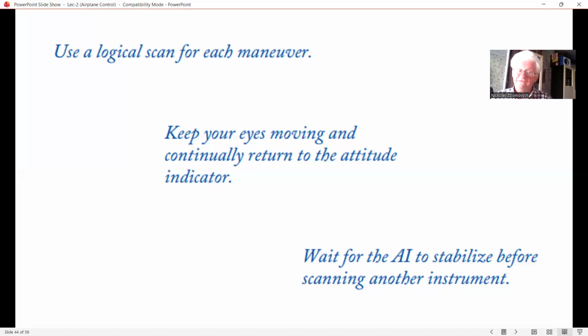Fixation on the HI, for instance, can lead to heading being maintained perfectly. But in the meantime, attitude and airspeed may change, tendencies which would have been detected and corrected if the altimeter, VSI, and ASI had been correctly scanned. So keep the eyes moving and continually return to the AI, okay?